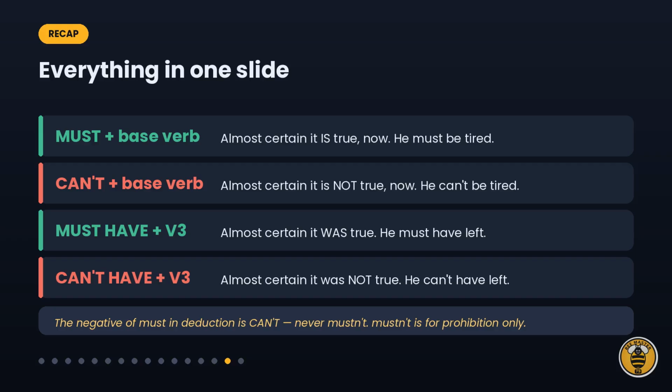Let's recap. Must means I'm almost certain it is true. Can't means I'm almost certain it is not true. Both take the base verb for the present and have plus the past participle for the past. And remember the golden rule. The negative of must in deduction is can't. Never mustn't. Mustn't is only for prohibition.